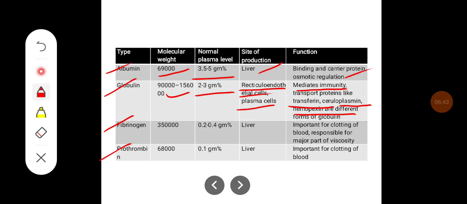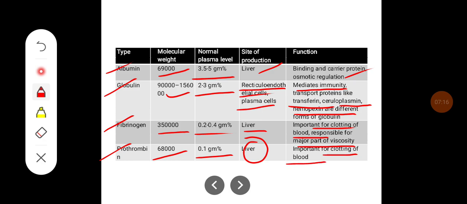Fibrinogen. The molecular weight is around 3.5 lakhs, and its plasma level ranges between 0.2 to 0.4 gram per cent. It is produced in the liver, and it is an important clotting factor for the clotting of the blood, and it provides the major part of the viscosity to the blood. Prothrombin's molecular weight is around 68,000, and its concentration is 0.1 gram per cent. It is also produced in the liver. It is an important clotting factor in the blood.